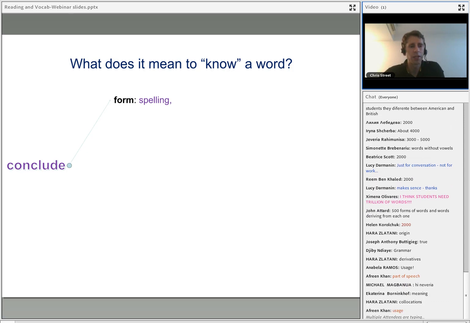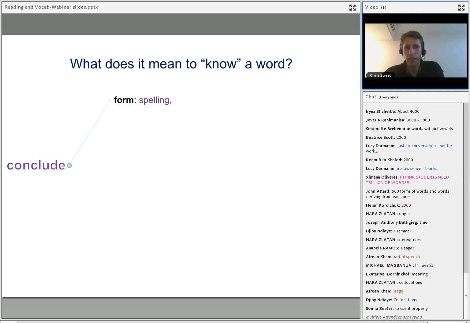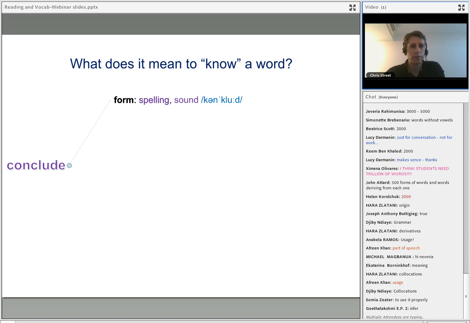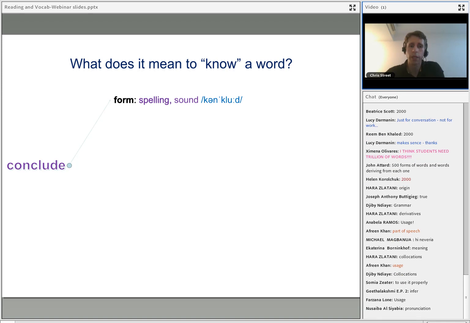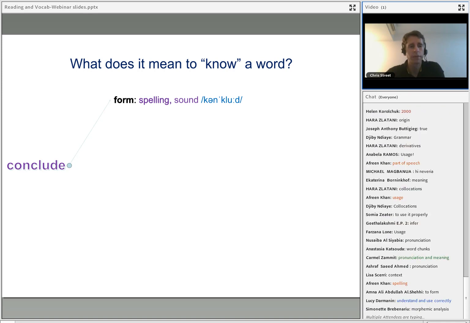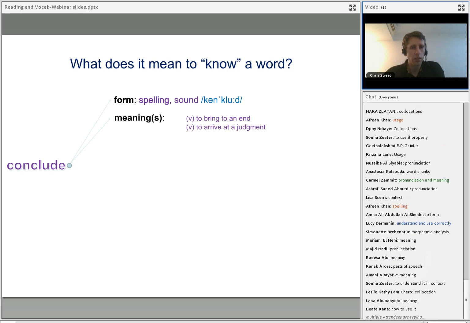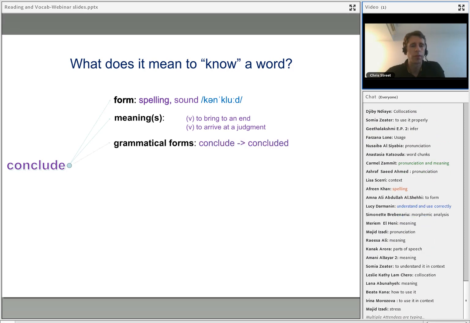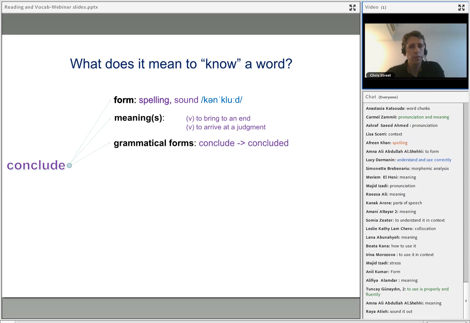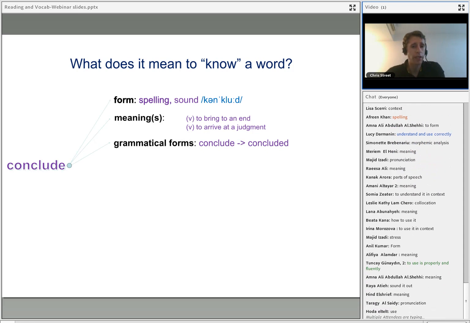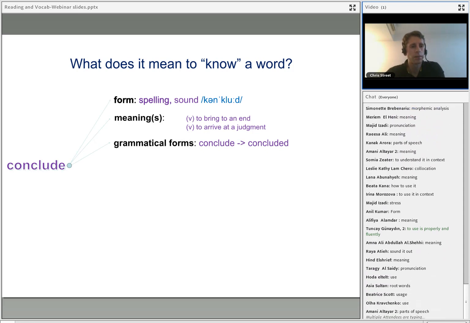A few people are typing some ideas in there already, but let me just take you through what we thought about this. So of course, with the word conclude, first of all, you have to be able to recognize the spelling of the word. You also need to be able to recognize the sound of the word when you hear it. You need to know the meaning, of course, and if it's got two meanings, you need to know those. It's important to know grammatical forms like a past tense.